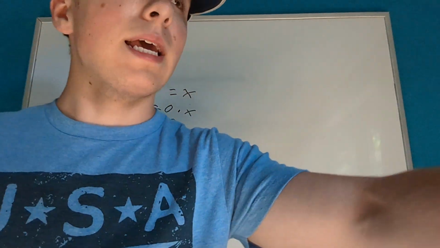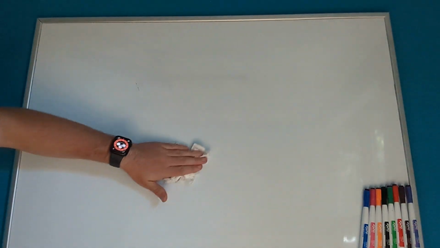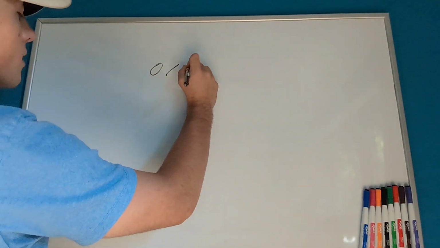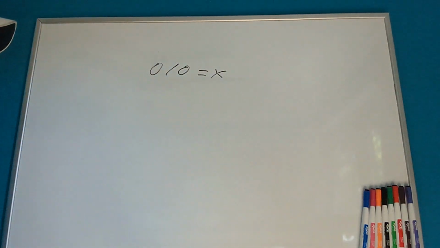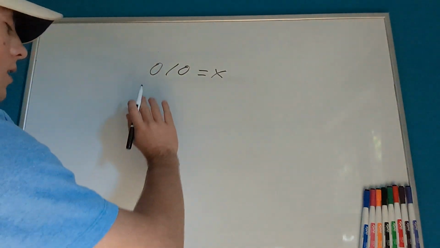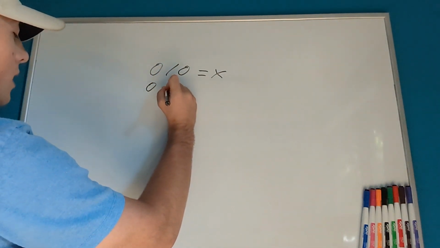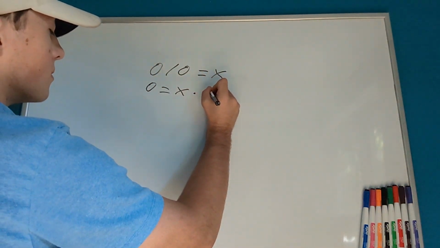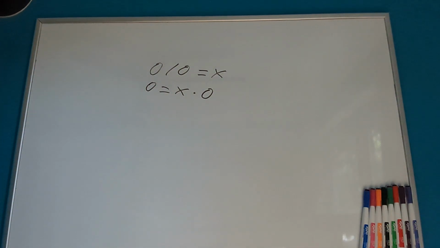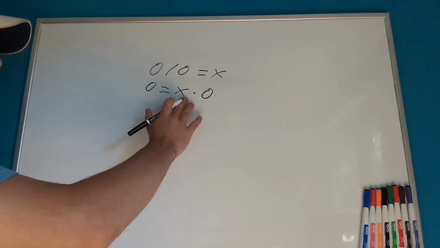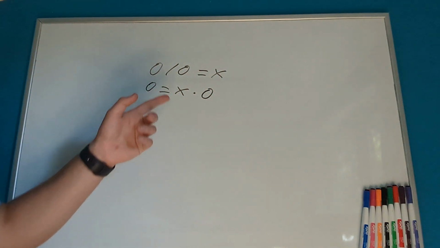All right? And something you might be wondering is, okay, we can't divide whole numbers by 0, but can we divide 0 by 0? So let's say we have 0 divided by 0 equals x, okay? And then we can say that 0 equals x times 0. So now, what is the issue that we come into? Well, we can say that x equals 0, right? Because 0 times 0 does in fact equal 0.